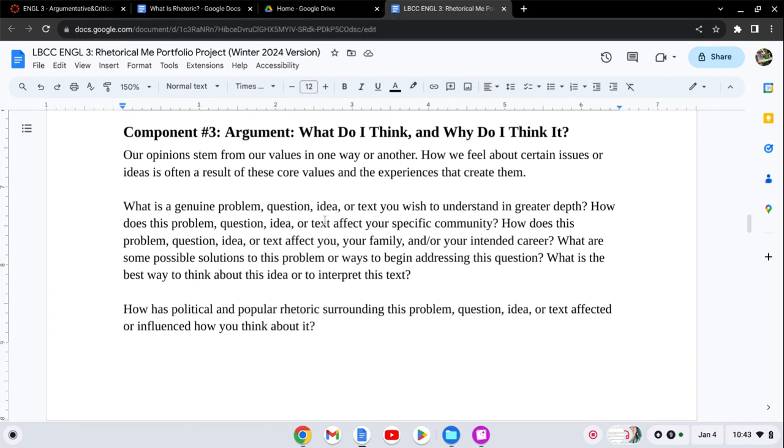Perhaps it's just a concept that you've encountered, or something that you've read about, or you've been watching documentaries on, and things you think about a lot. It's just this interesting idea you want to understand on a deeper level, but it should be something you genuinely care about. Or it could be a text.